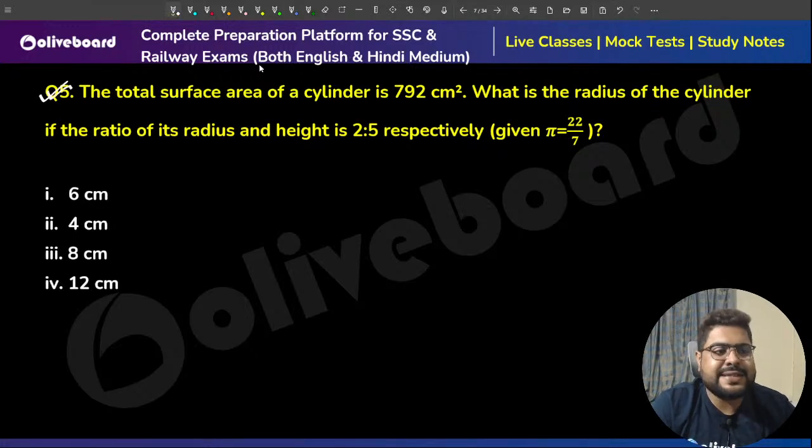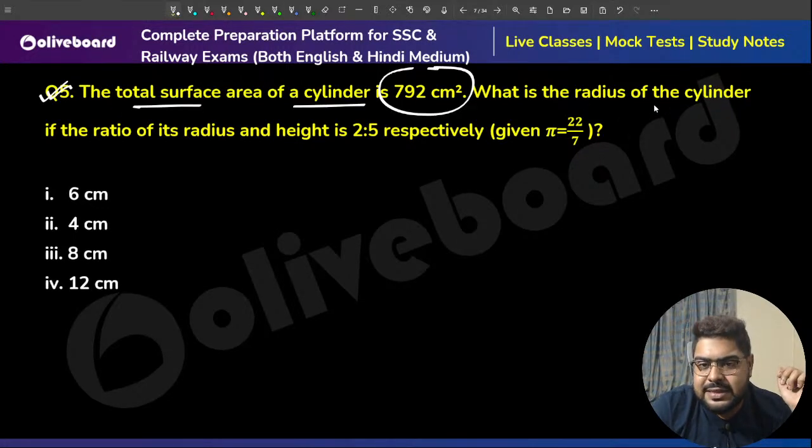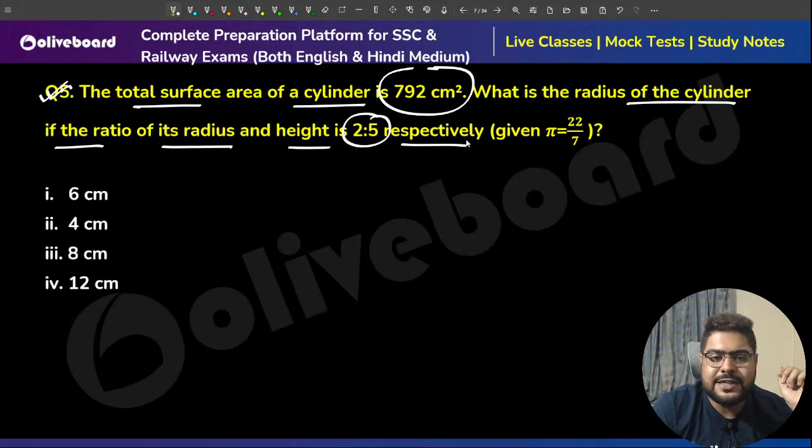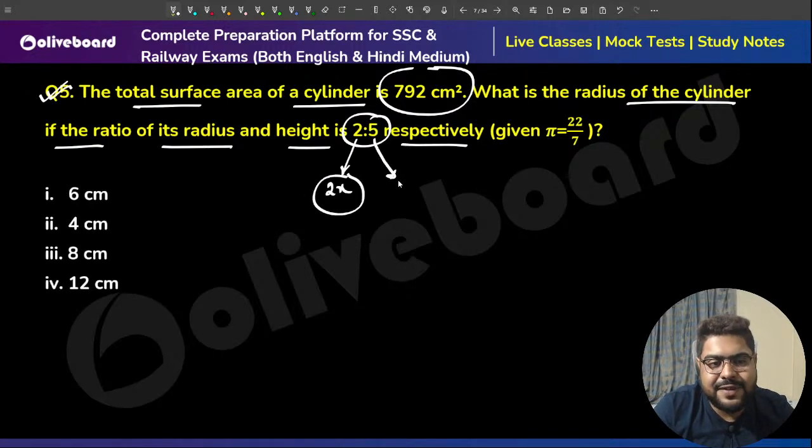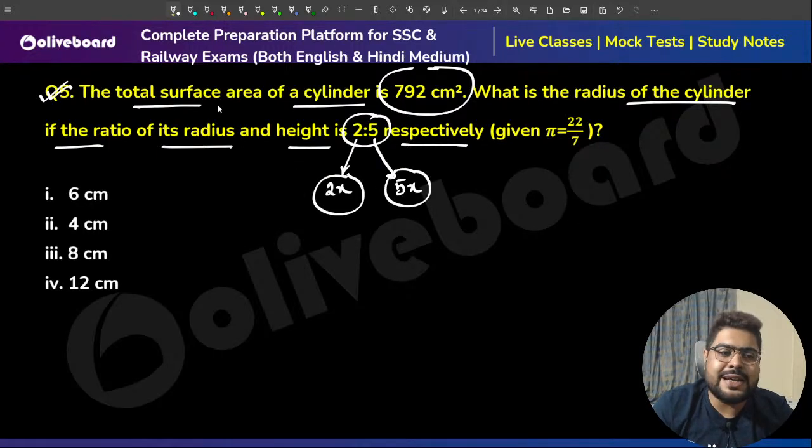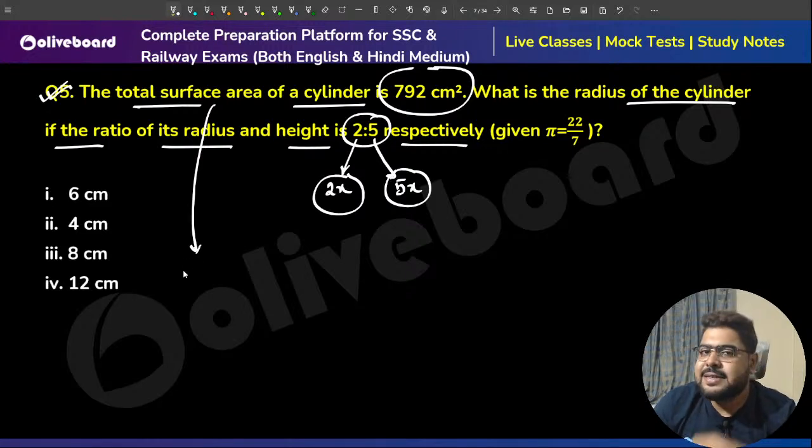Chalo ji sir. Sir, next question. The total surface area of a cylinder is given. What is the radius of the cylinder if the ratio of its radius and height is 2:5 respectively? Okay, sir. Sir, radius I am taking as 2x. Height I am taking as 5x. Sir, what is the total surface area, sir? In a cylinder, there are 3 surfaces, you think.